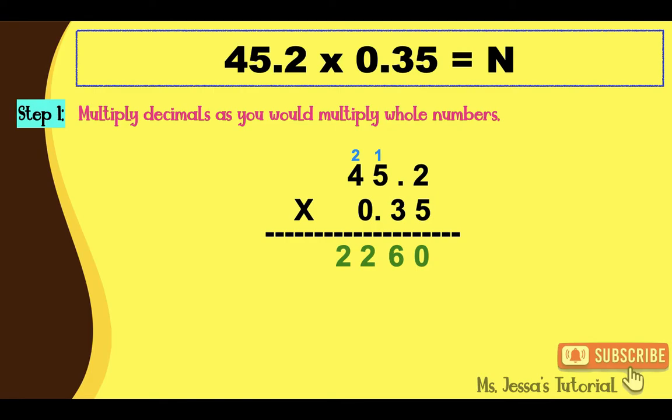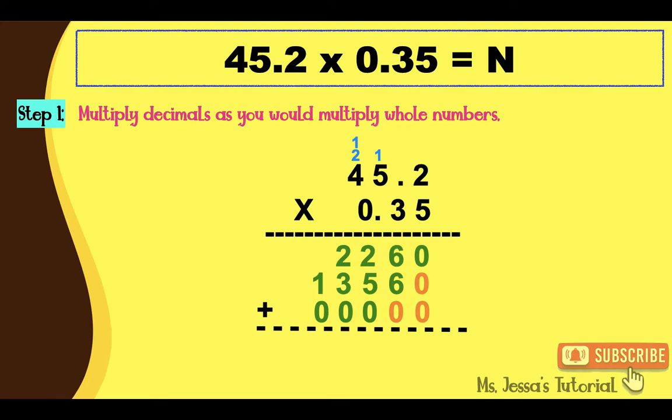Now, let's write the imaginary 0. And then, let's proceed. 3 times 2, that is equal to 6. 3 times 5 is 15. Carry 1. 3 times 4, that is 12, plus 1 is equal to 13. So, let's proceed. Let's write 2 imaginary 0. And then 0 times 2 is equal to 0. 0 times 5, that is 0. And 0 times 4 is also 0. So, now, let's add them.